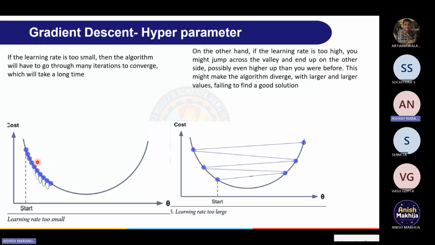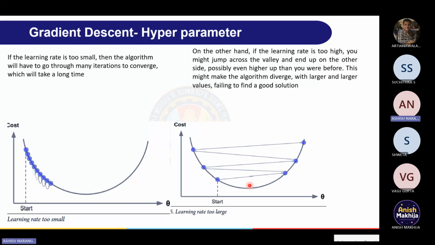If it is too small, I'm taking too many steps to reach this place. If it is too large, I may oscillate between these two points and never converge to this particular area. So this alpha value has to be chosen carefully so that we converge to a global minima. Too small an alpha results in an increase in the computation cost. Too large will keep you oscillating between this and this, and you will not end up reaching a global minimum.